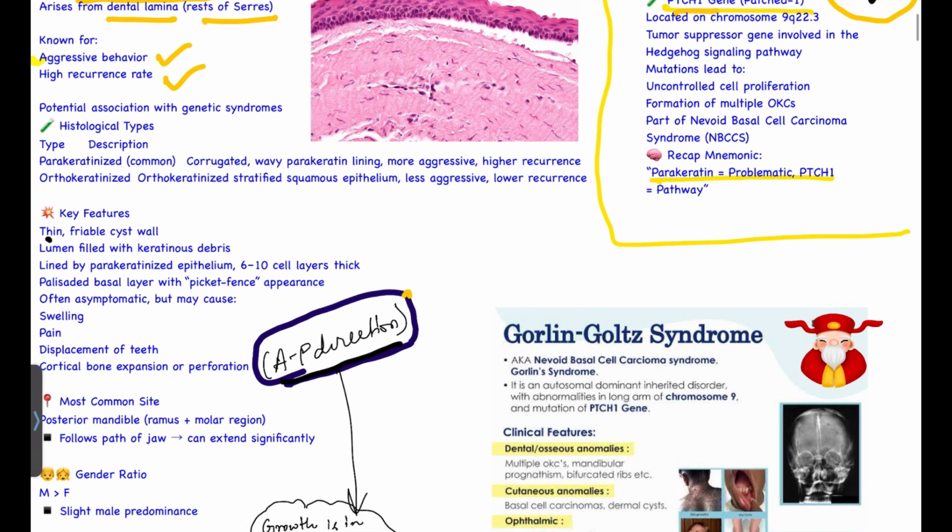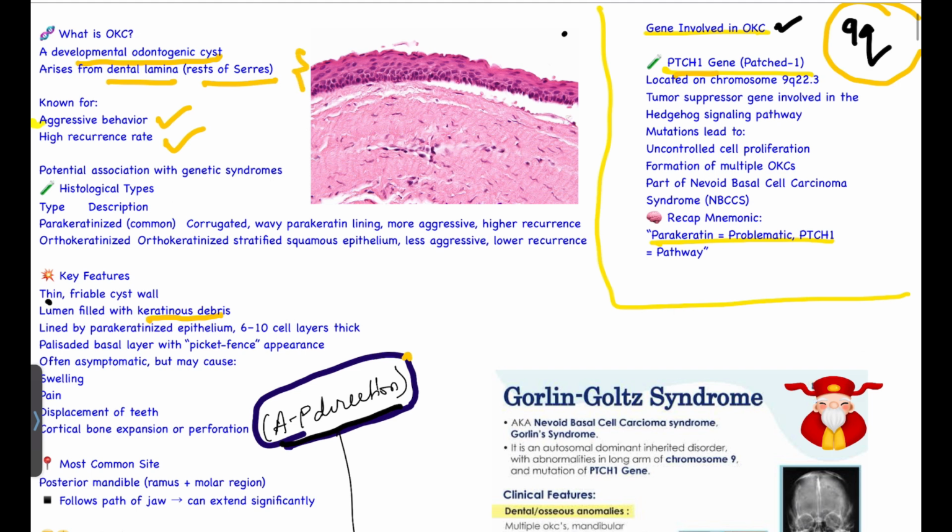Histopathologically, if we see, it has a thin lining, and the lumen is filled with keratinous debris. This epithelium is only 6 to 10 layers thick, and the basal cells have this picket fence appearance, where the nuclei are at the same level. This has a palisaded appearance, so you call it a palisaded basal cell layer. And the topmost layer is parakeratinized with a corrugated and wavy appearance.